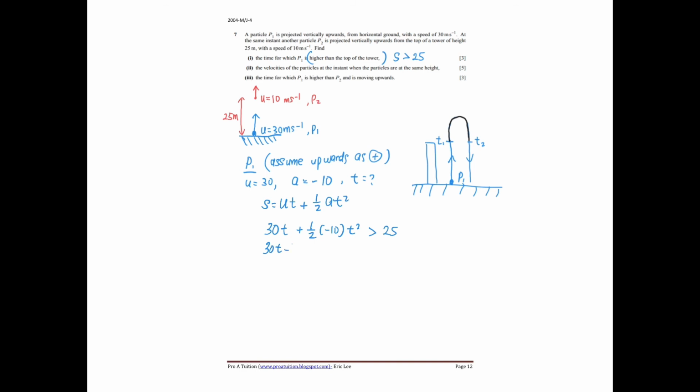30t minus 5t square greater than 25. So we shift everything to the right: 5t squared minus 30t plus 25. Okay, so to make it in the normal way, this is actually less than 0. I divide by 5. I get t squared minus 6t plus 5. Then I factorize.